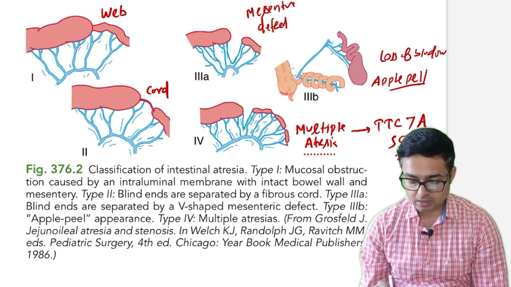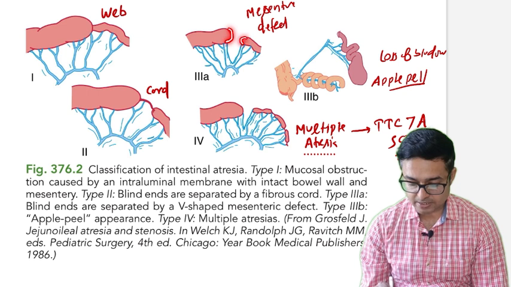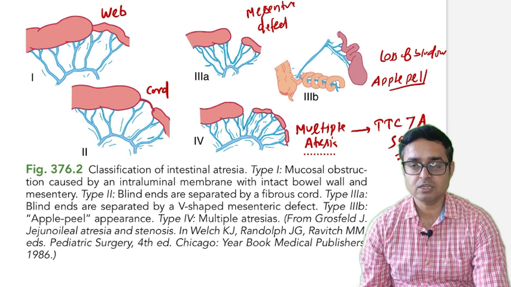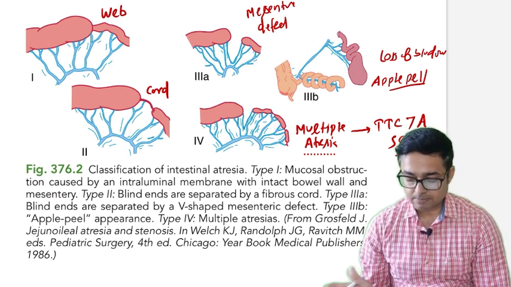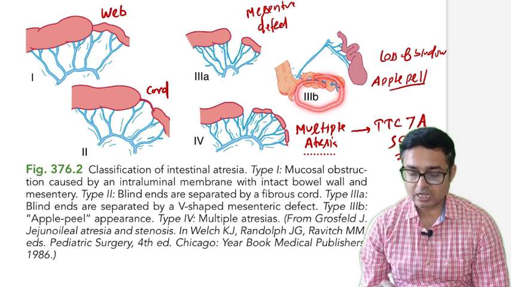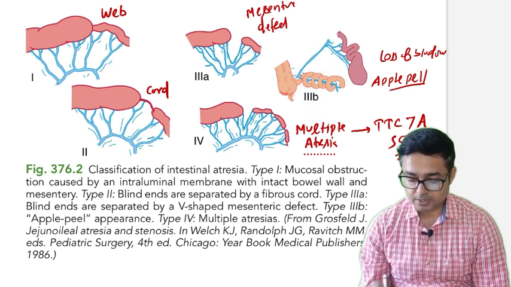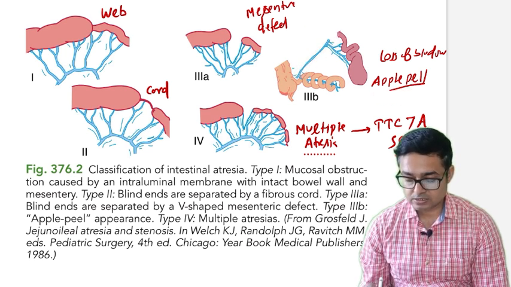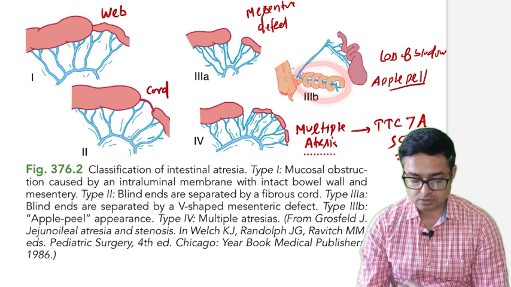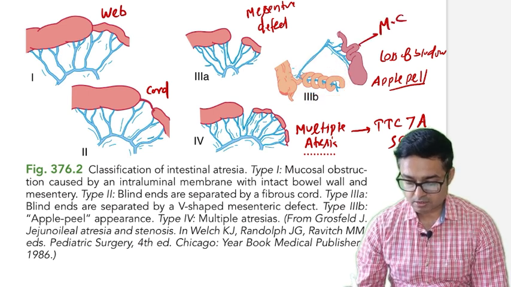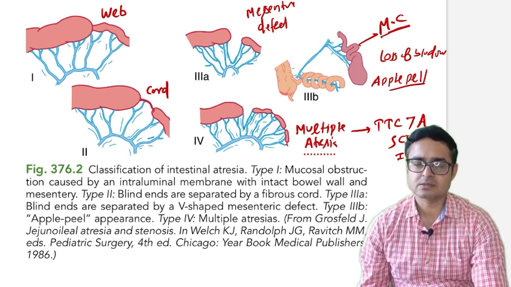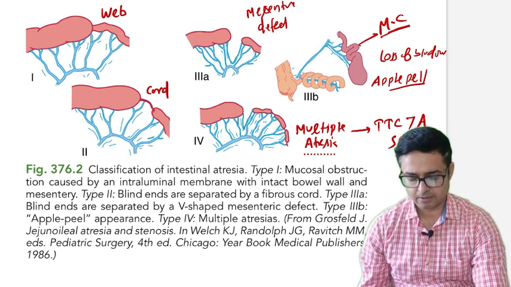In type 3A, the two segments are separated and a V-shaped mesenteric defect is there, but the blood supply of the mesentery and segments is intact. Type 3B is similar to type 3A, but the mesenteric defect is larger and blood supply is low. Apple peel appearance is also seen. This is actually the most common type. Type 3B is slightly more common than type 3A.